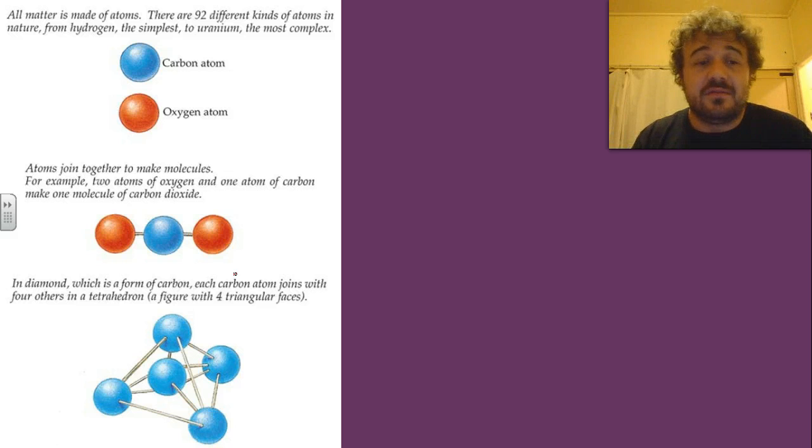Here, down here we have a compound, because we've got oxygen atoms and carbon atoms, that's carbon dioxide. And here we have a diamond, which is a molecule, but it is an element at the same time. It's not a compound.